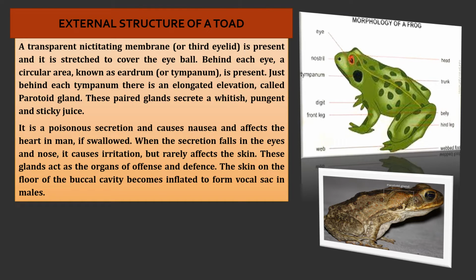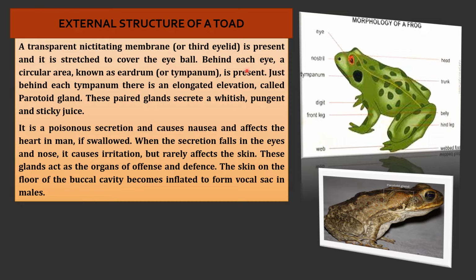A transparent nictitating membrane or third eyelid is present. Already I have shown you the diagram in my live class of an eye of a toad. Hopefully you have understood what the nictitating membrane or third eyelid is in the case of a toad. And it is stretched to cover the eyeball. So, you can see in the diagram, this is the eye of a toad and this is the nictitating membrane over there. Or you can say that this is the third eyelid.